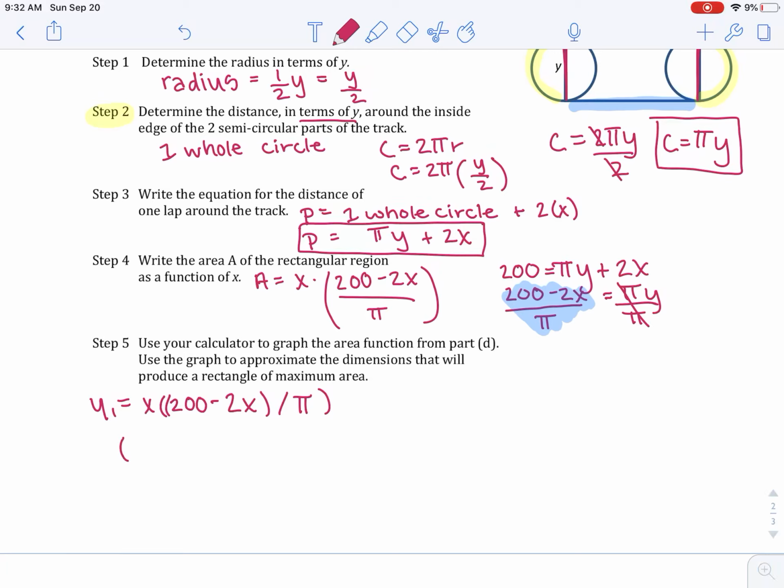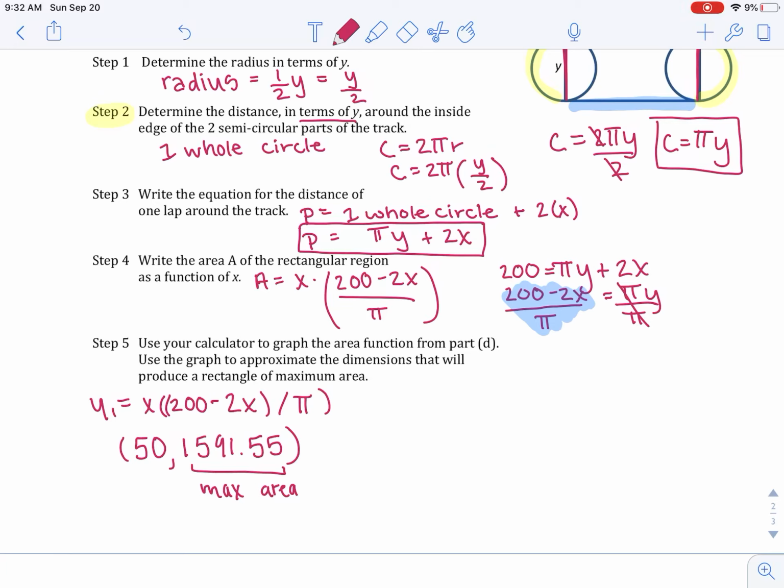You should get about like 49.999999, so I'm going to round that to 50. And then I'm going to get 1,591.55, rounding this to the hundredth. Just like the previous problem, guys. This doesn't mean these are my dimensions, my x and my y. This guy right here represents the max area. Just like the other one represented the distance, the y value, so this is the max area.